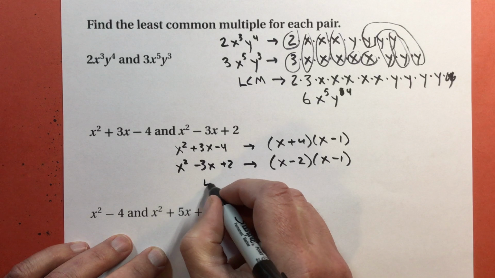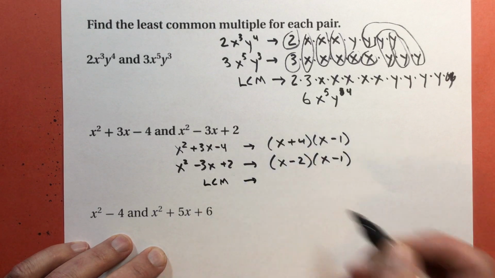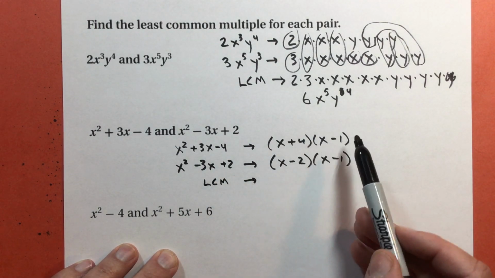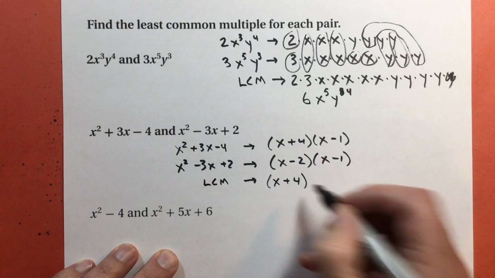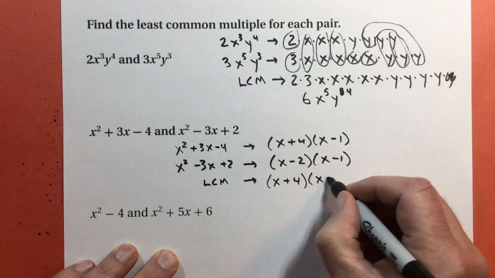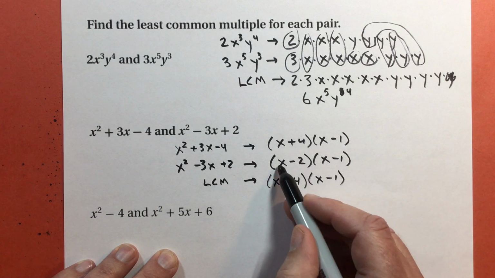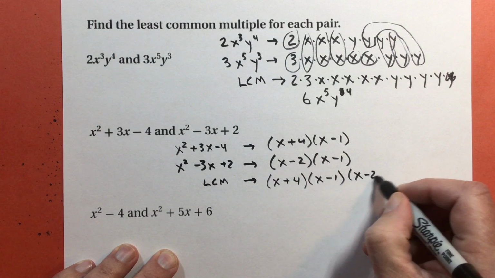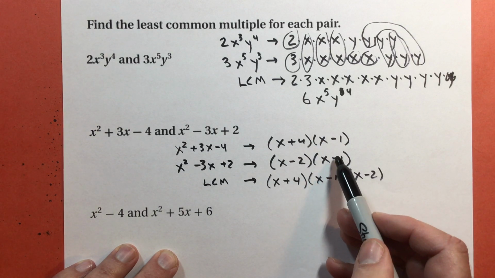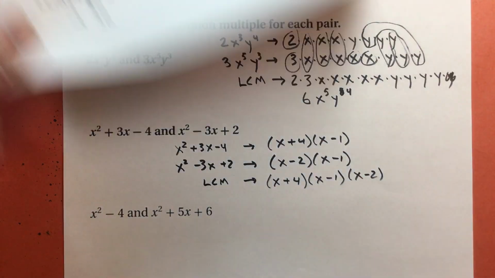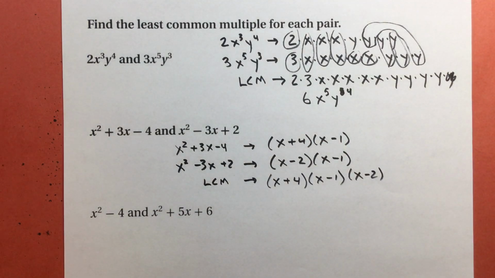So the least common multiple is going to have the x plus 4, the x subtract 1, also the x subtract 2. That's because this extra x subtract 1 is already in both of them, like we did here and like we did here. And of course I would remultiply that to see what it looks like. But I'm not going to do that for right now.